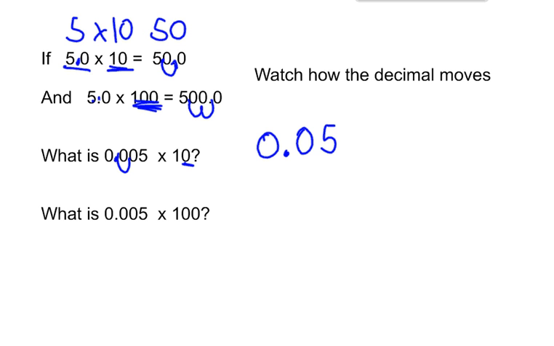So we get that answer. If we look at our second example, 0.005 times 100, now we're going 2 times. Here's our decimal, 1, 2. So we get a final answer of 0.5.